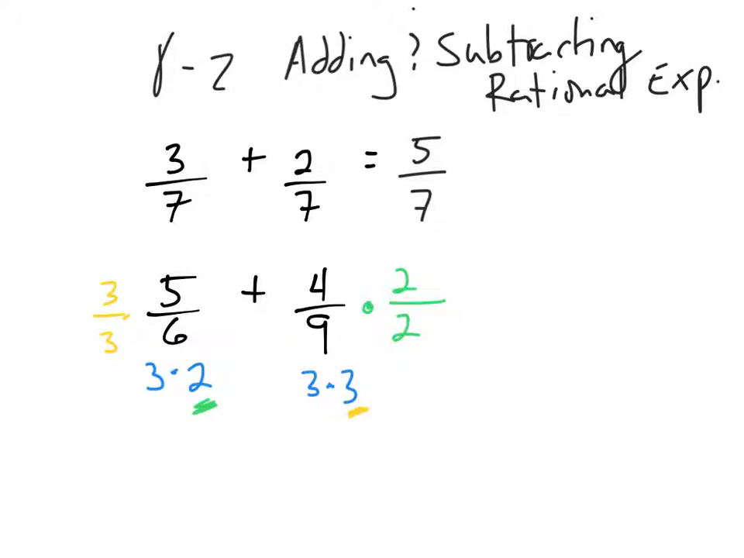Now, of course, we already knew that we were going to have to multiply by 3 and multiply by 2. We talked about that. But I wanted you to see that we can also look at the factors and figure out what my least common multiple will be and what I need to multiply both sides by as well.